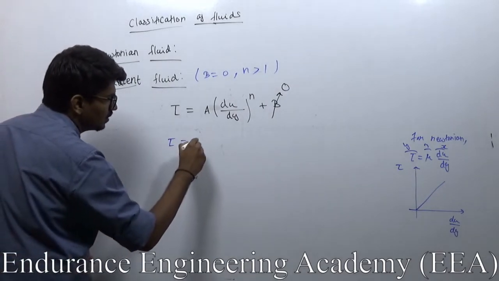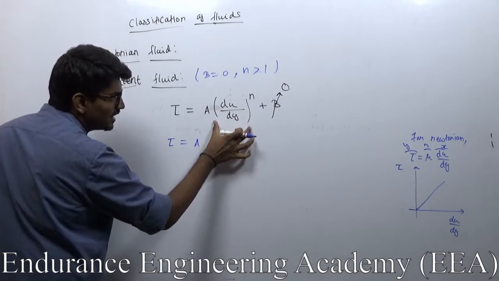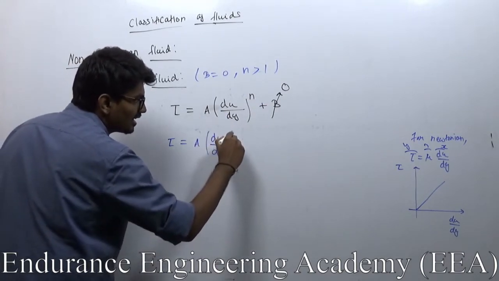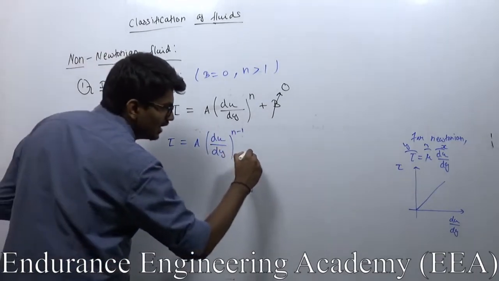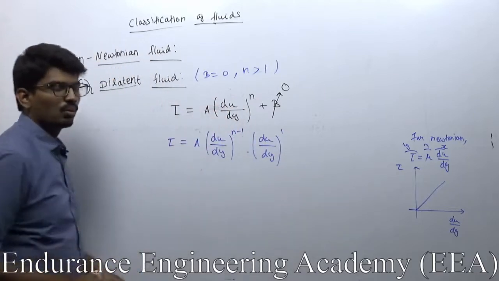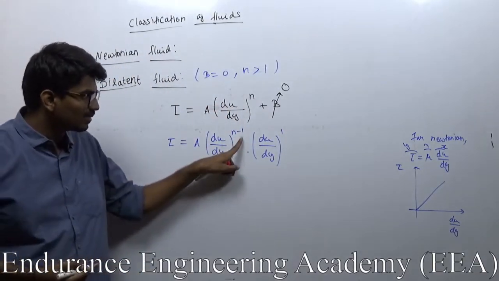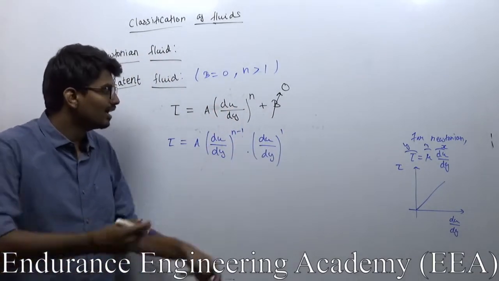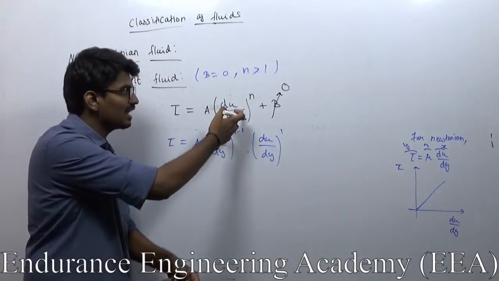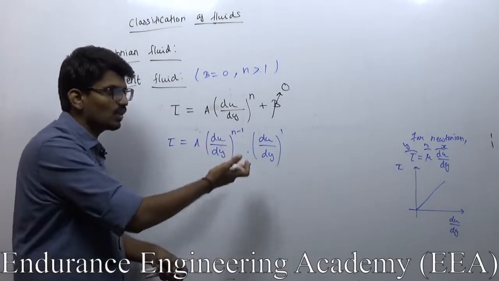Tau is equal to a. I can write this as du by dy whole power n minus 1 into du by dy whole power 1. I can write like this, right? Anyways, if I multiply these two, this minus 1 and plus 1 will get cancelled and finally I will get the same equation, right? So these two are the same equation.